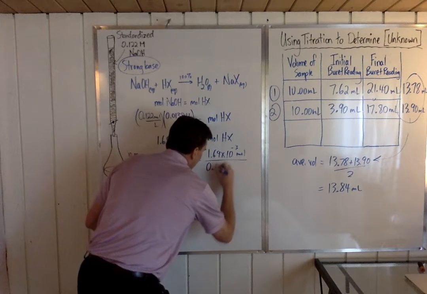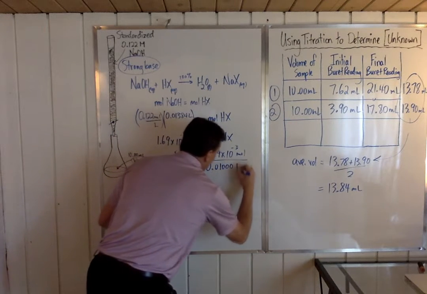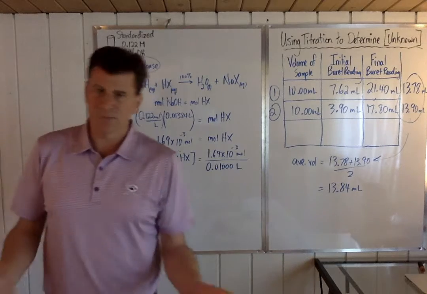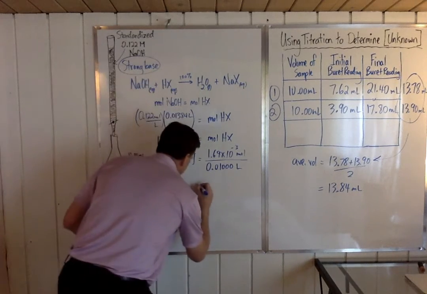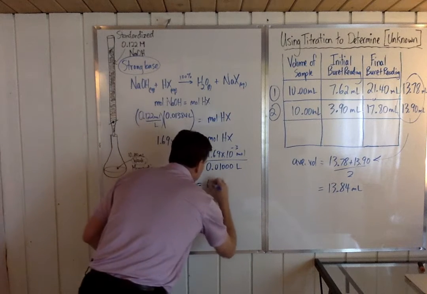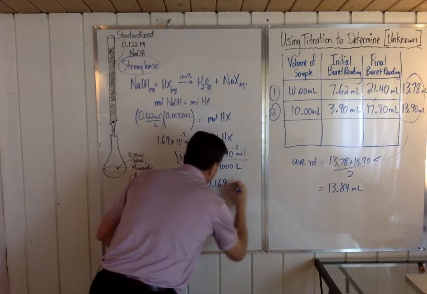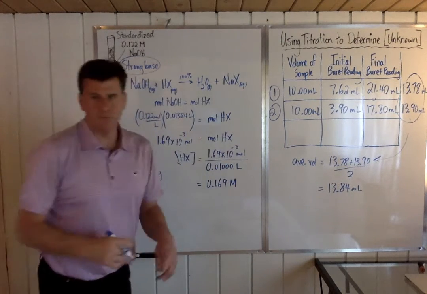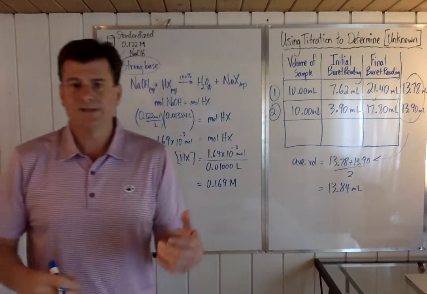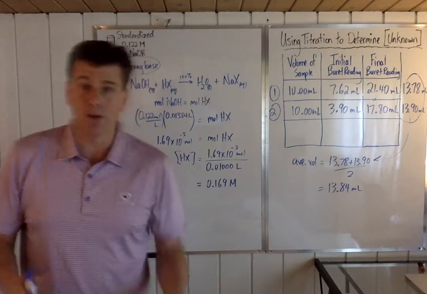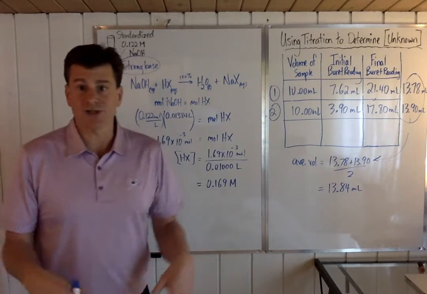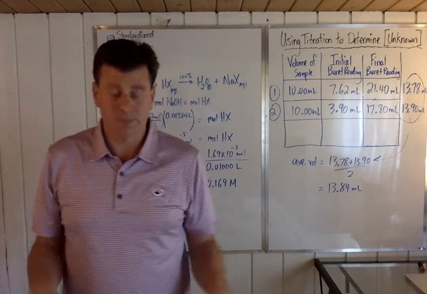So I write that in liters, because molarity is in moles per liter. And I get 0.169 molar. And so the concentration of the HX in that original sample was 0.169 molar. And we've answered the question. That's how it's done, okay?